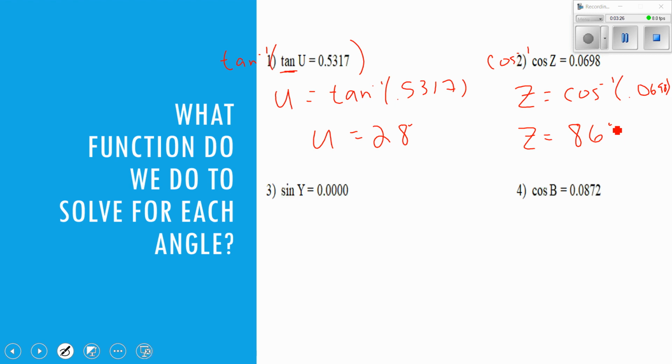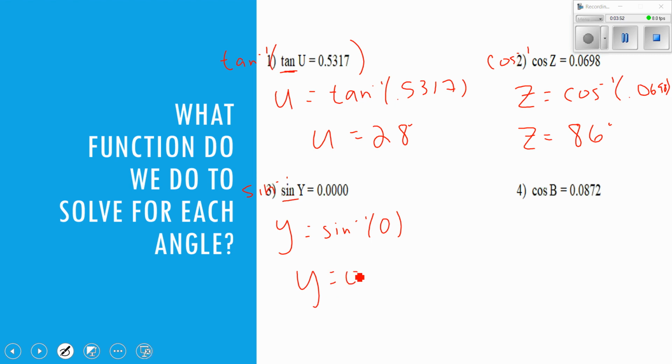On number 3, it says sine of y, so to get rid of sine, because we're solving for that variable inside the trig, we're going to do the inverse sine, or sine^-1. And then we would get y equals sine^-1 of 0, because 0.000 is just 0. And we get that y equals 0. Which is weird, but I'll take it.